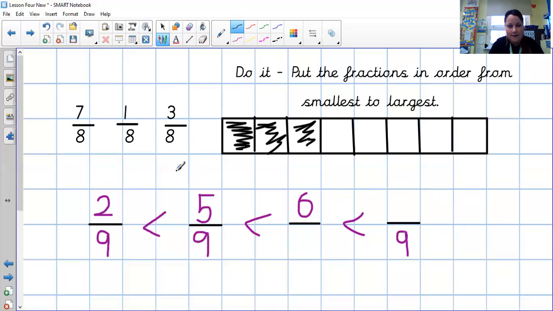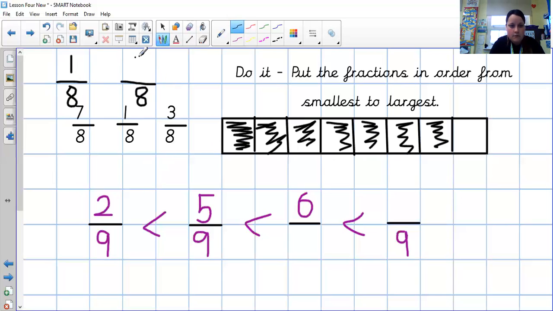And then I think the next fraction has got to be 7/8. So let's just check. 1, 2, 3, 4, 5, 6, 7. So 7/8 is greater than 1/8 and 3/8. So I'm just going to write that here. So if we're ordering them from smallest to largest, 1/8 was my smallest, followed by 3/8, followed by 7/8. And if you've put the comparing symbol in, then hopefully you've shown that 1/8 is less than 3/8 and 3/8 is less than 7/8.